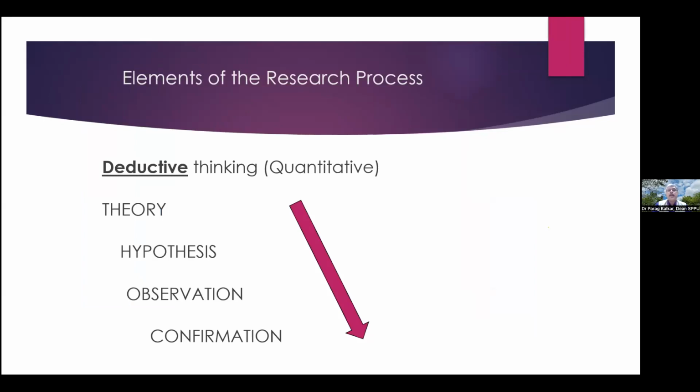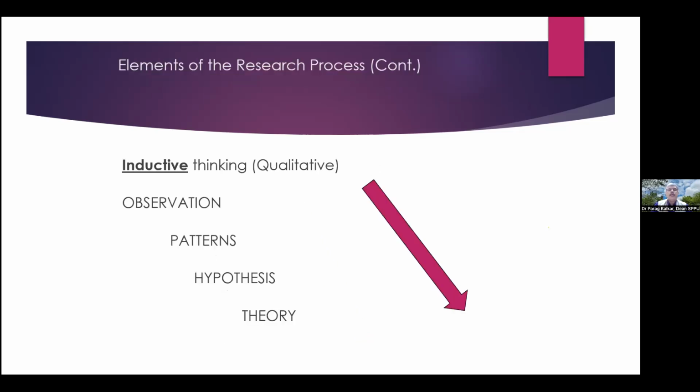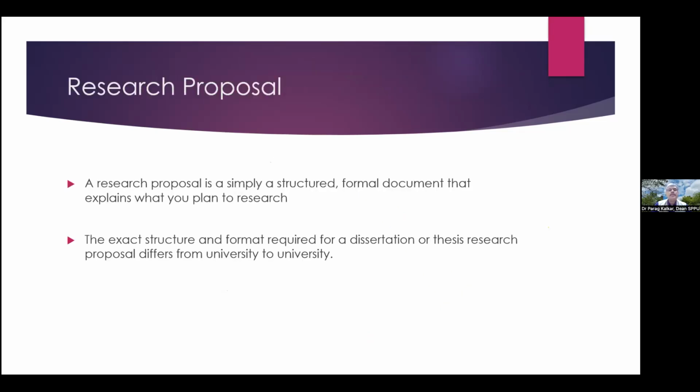These are elements of the research process in deductive thinking: theory, hypothesis, observation, and confirmation of your theory is deductive thinking. Inductive thinking is observation. You have some observation, some patterns which are getting created out of data. Then you derive a hypothesis and then you prepare a theory, which is called inductive thinking or qualitative research.